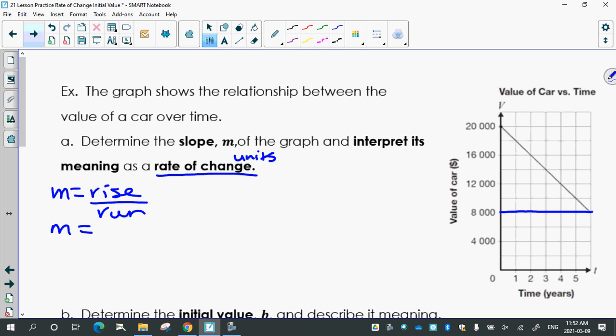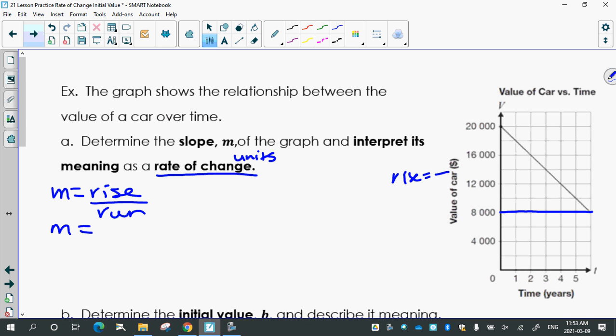So is my slope going to be positive or negative, and why? Negative because the slope is going down. Right. The value of the car is decreasing over time. Does everyone see that? So it makes sense that it would have a negative rate of change or a negative slope. Okay. So we need to figure out our rise, but we know it's going to be negative.